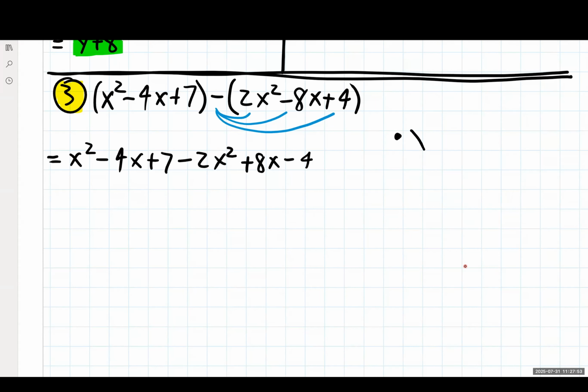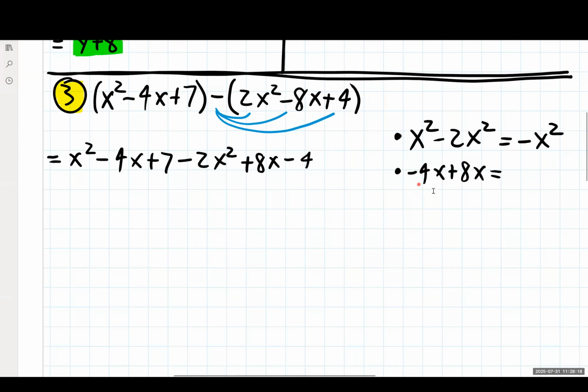Making a quick bullet point, noting that we have x squared minus 2x squared. My like terms here are adding together. This ends up becoming negative x squared. For my x's, I have minus 4x. I have positive 8x, and write that in. When I combine these together, only the coefficients, I'm going to get a positive 4x showing up there. And then I have a positive 7 minus 4.